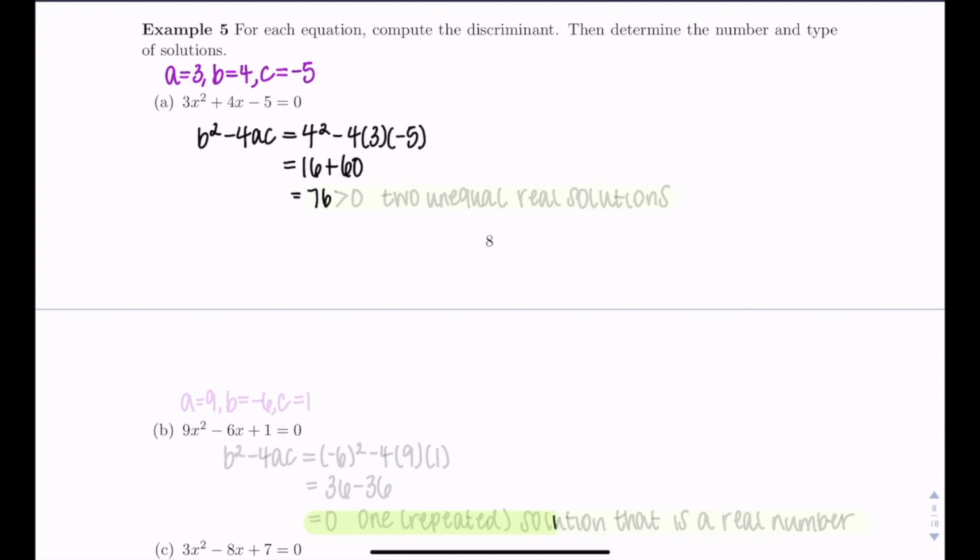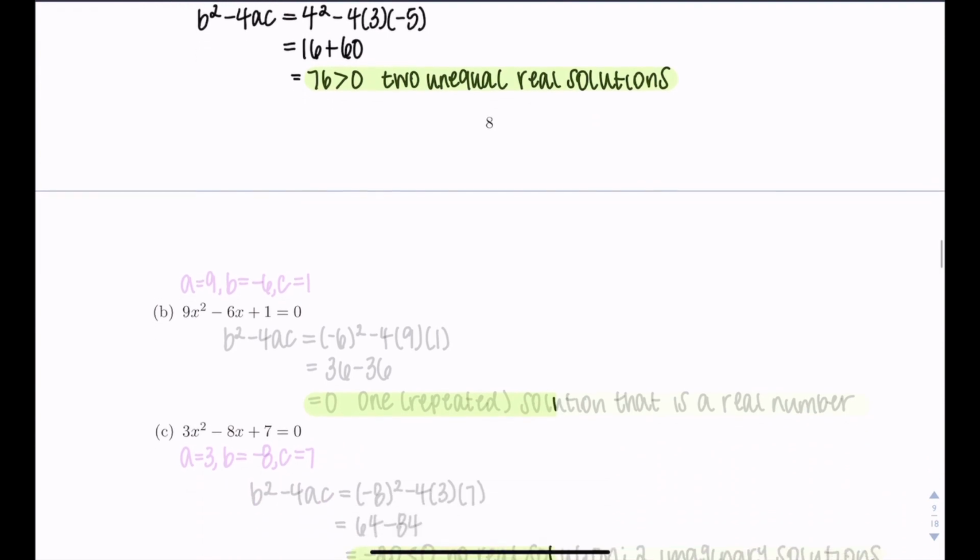Since this is greater than 0, that means that we will have two unequal real solutions. Alright, go ahead and pause the video and try the second piece.